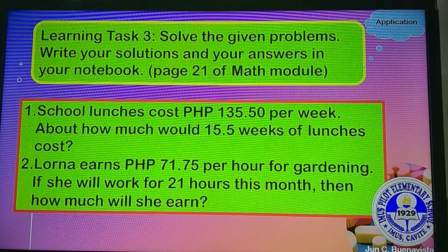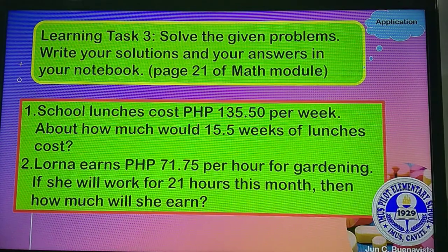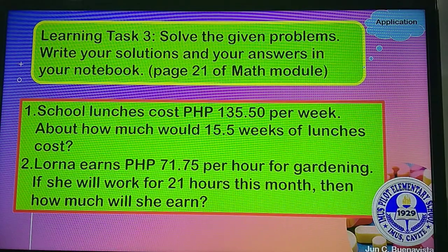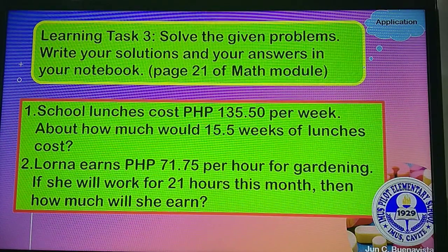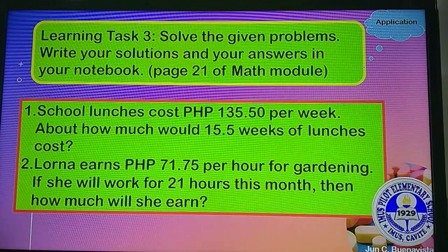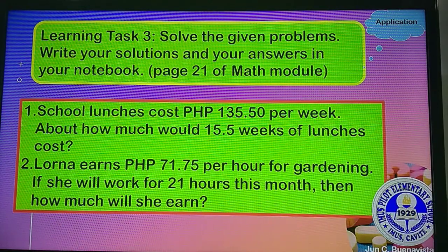The word about means that is estimating the product. So you are going to estimate. And that kind of problem, we call that a routine problem because only one operation is to be used. Okay, for number 2, Lorna earns 71 pesos and 55 centavos per hour for gardening. If she works for 21 hours this month, then how much will she earn? Okay, this is again a routine problem because this is very common. Only one operation that you are going to use.